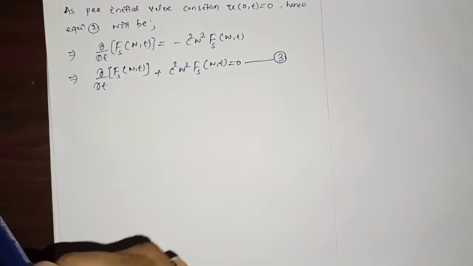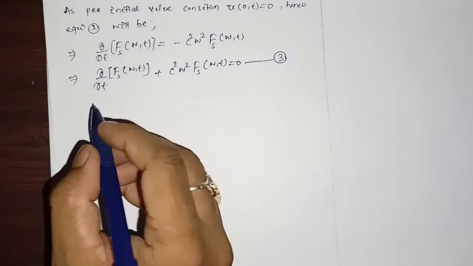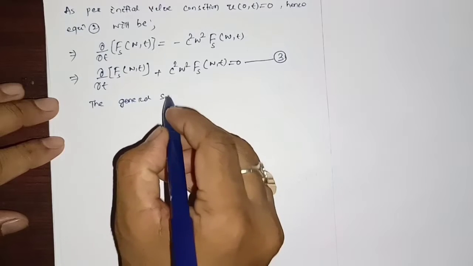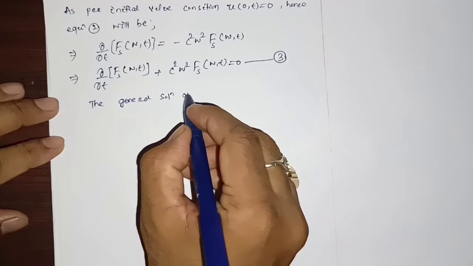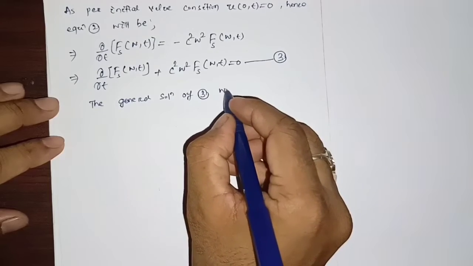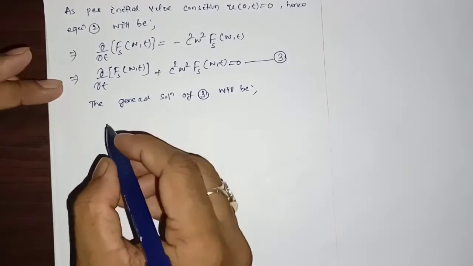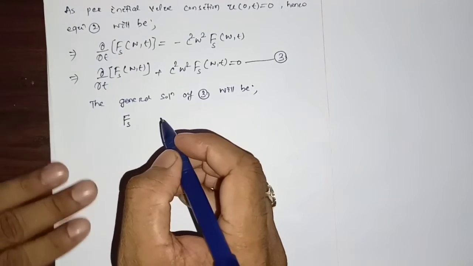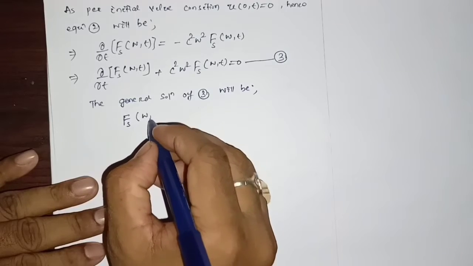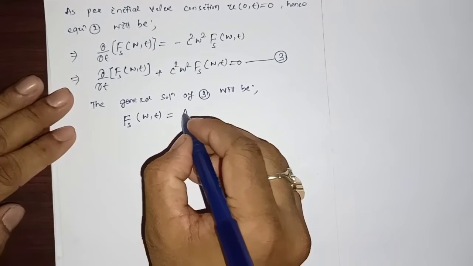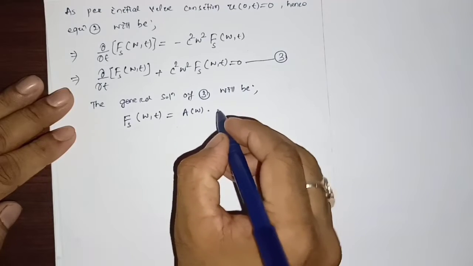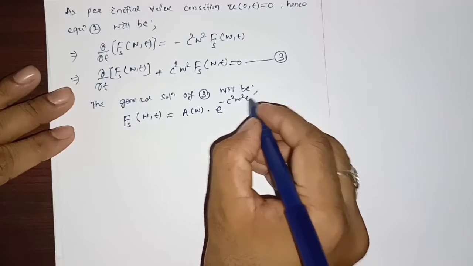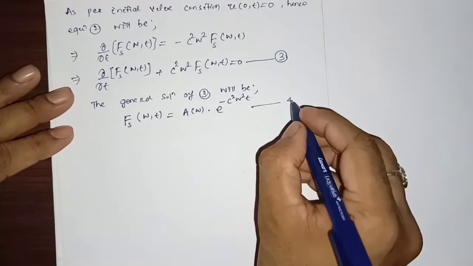So the general solution of equation number 3 will be capital Fs(omega, t) equal to capital A, which is a function of omega, into e to the power minus c square omega square t. Okay, let this be your equation number 4.